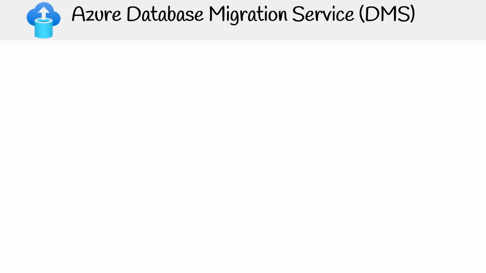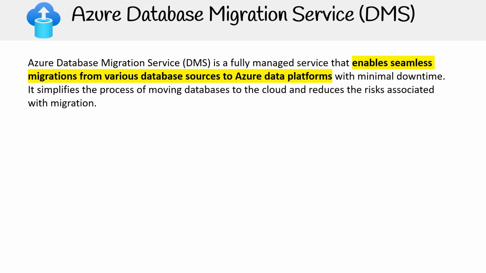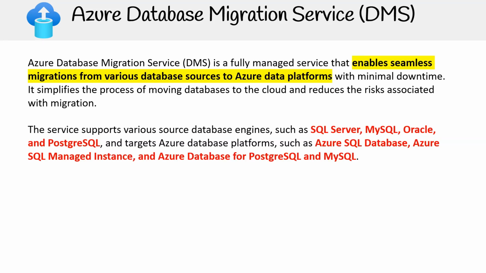The next type of migration solution we'll be going over is Azure Database Migration Service. Azure Database Migration Service is a fully managed service that enables seamless migrations from various database sources to Azure data platforms with minimal downtime. It simplifies the process of moving databases to the cloud and reduces the risks associated with migration. The service supports various source database engines such as SQL Server, MySQL, Oracle, and PostgreSQL, and targets Azure database platforms such as Azure SQL Database, Azure SQL Managed Instance, and Azure Database for PostgreSQL and MySQL.